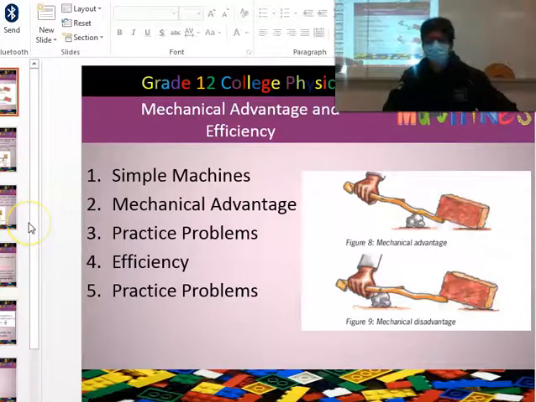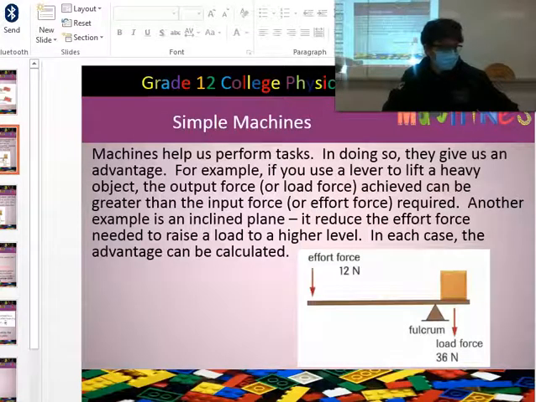All right, for this lesson, what we're going to talk about is the advantage that simple machines actually give us. Sometimes it can be a force advantage, sometimes it can be a distance or a speed advantage. In this case, if you look at the force in our example here, even though the load force is only 36 newtons, we only need 12 newtons to be able to lift that load force. And so we have an advantage.